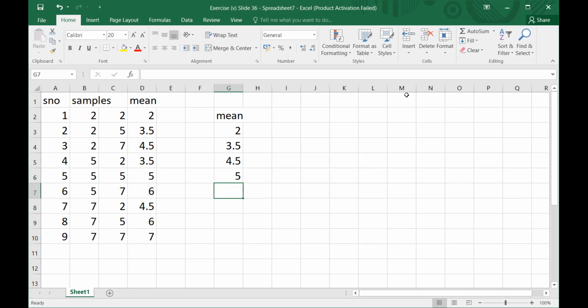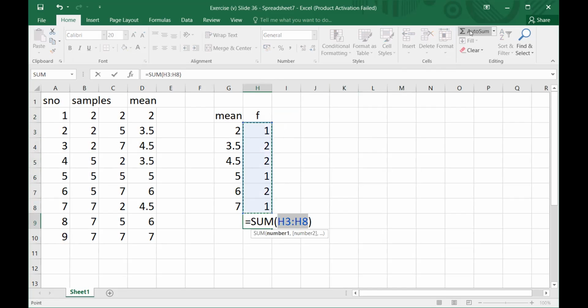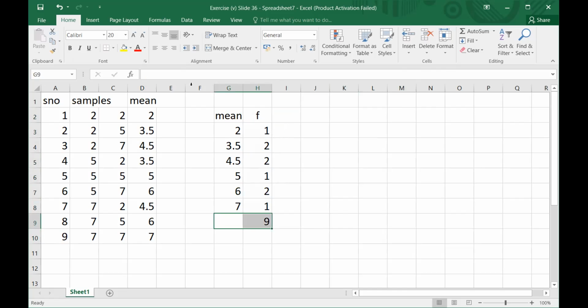Then the next values are 6 and 7. And the frequencies of these will be what? 2 is occurring 1 time, 3.5 is occurring 2 times, 4.5 is occurring 2 times, 5 is occurring 1 time, 6 is occurring 2 times, and 7 is occurring 1 time. This is the frequency distribution, and we can construct the probability distribution by taking the total here. That total should be 9, as totally we have selected 9 samples.